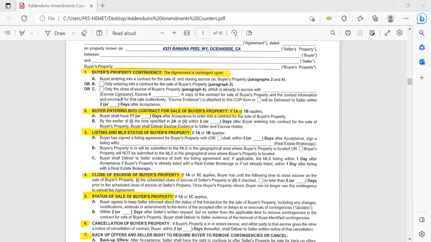C, only the close of escrow of buyer's property, which is already in escrow with such and such company, escrow number such and such, and that the copy of the contract for sale of the buyer's property and contact information is attached or will be delivered within 2 days. All right, so that is saying that I'm already in escrow. That's my favorite one. If I have to do one of these, that's my favorite one. I don't want one that's just entering into a contract. I want one that's actually in escrow, has a close date, has an escrow number that I can call and double check.